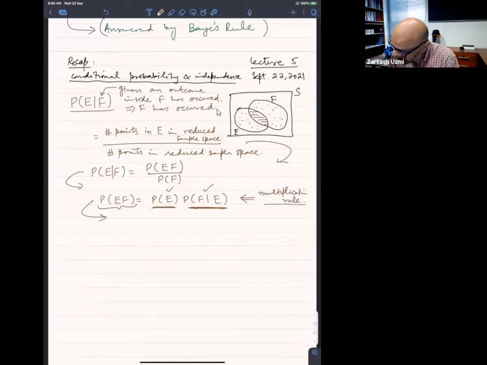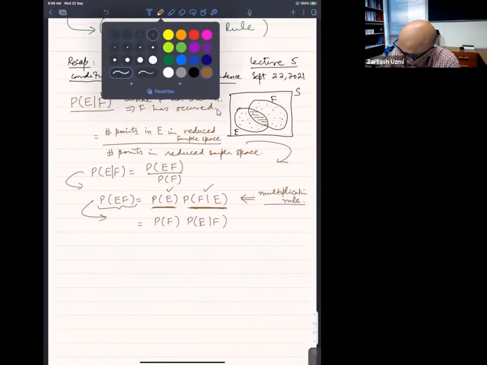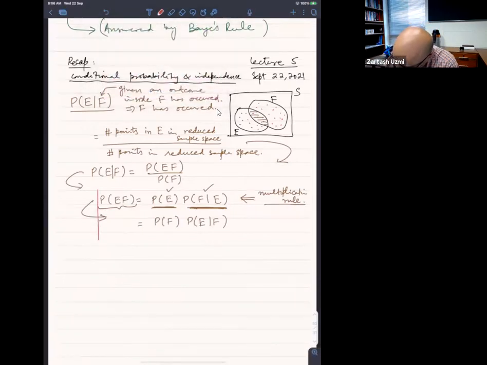By the way, probability of E and F is the same as probability of F and E. So it is no surprise that we can also write it by taking F first. So first you take F and then the probability of the second event, E given F. Same thing. This is exactly the same thing. So I'm going to just highlight this here.